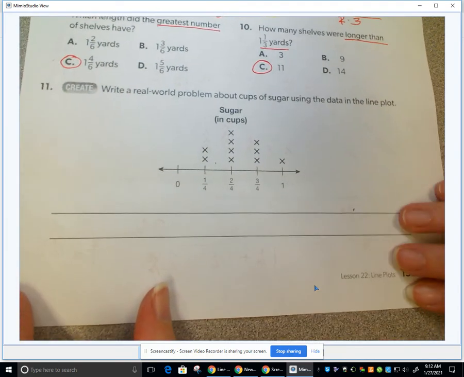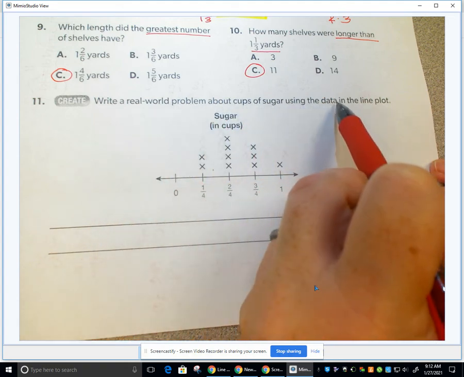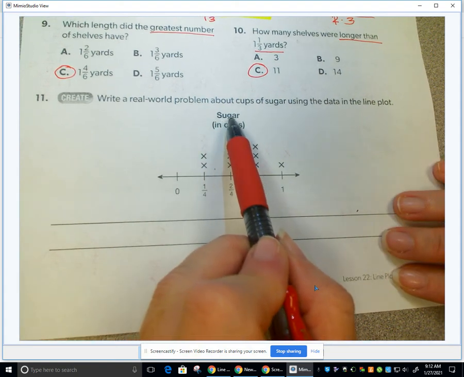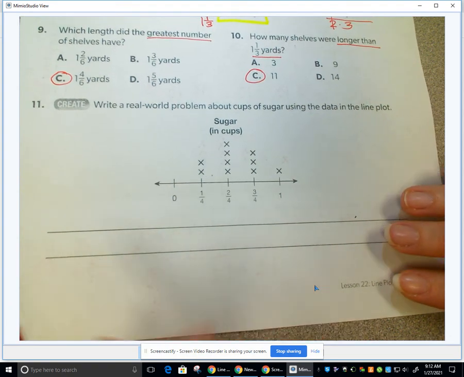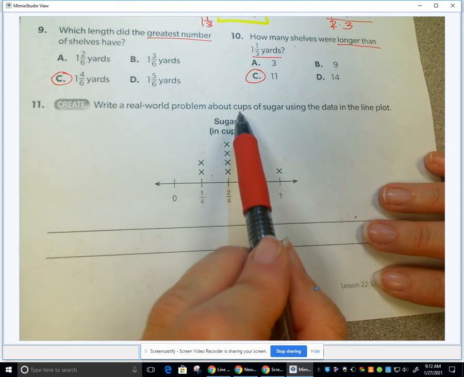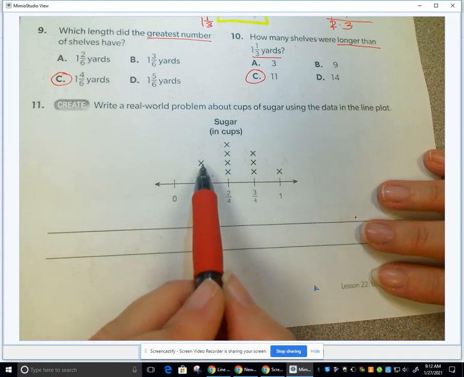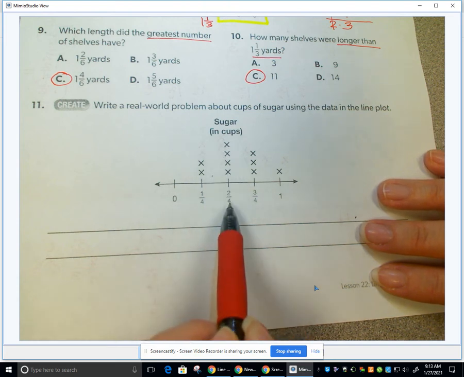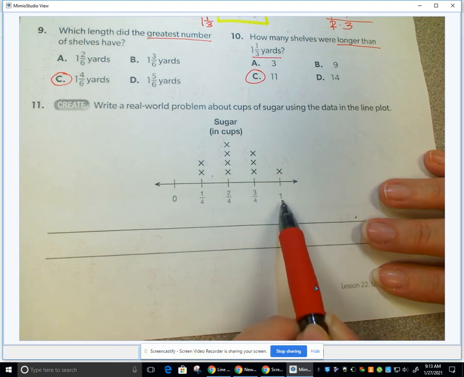All right, our final problem says write a real world problem about cups of sugar using the data in the line plot. Now I'm going to help you out here. The title of it is The Sugar, and it's measured in cups. And it says 2 containers had 1/4 cup. 4 containers had 2/4 cups, which we also know to be a half. 3 containers had 3/4 cup, and 1 container had 1 whole cup.